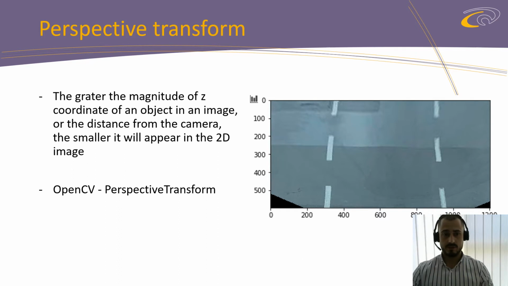The following characteristic of the image enables us to use perspective transform. The greater the magnitude of the z coordinate of an object in an image, or the distance from the camera, the smaller it will appear in the 2D image. Based on this information, we can calculate a transformation matrix to transform a given set of so-called source points into destination points, and with this we can get the warped image. Again, OpenCV has all the tools for this job. These tools are functions to calculate the transformation matrix and functions to warp all points in a given region.